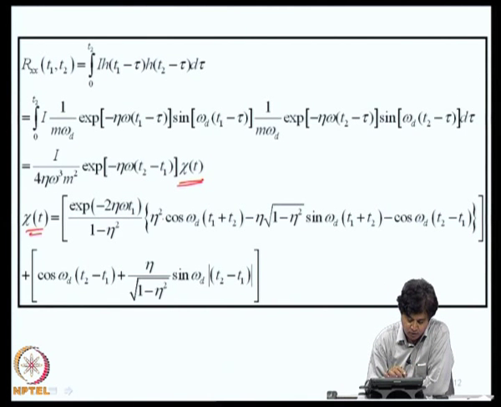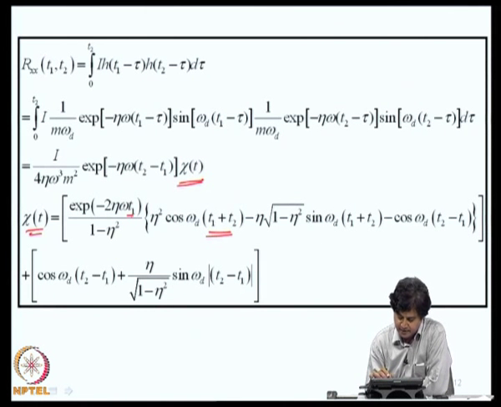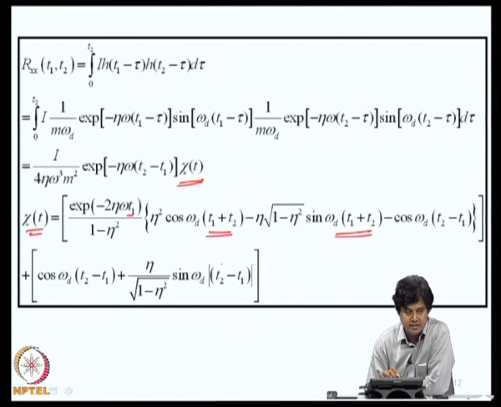If we now carefully look at this expression, we can see that Rxx of t1 comma t2 is actually a function of both t1 and t2, because there is a t1 plus t2 here, there is a t1 here, and there is sin omega t1 plus t2, etc. So, from this we can conclude that x of t is a non-stationary random process. It has 0 mean, constant mean, but it has a time varying autocorrelation function which is not a function of time difference.